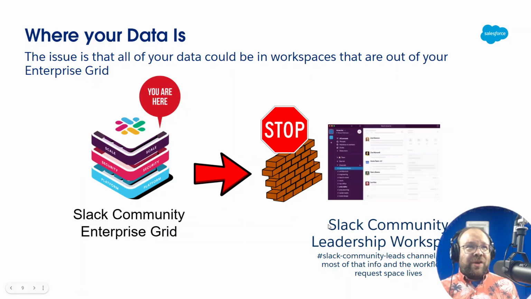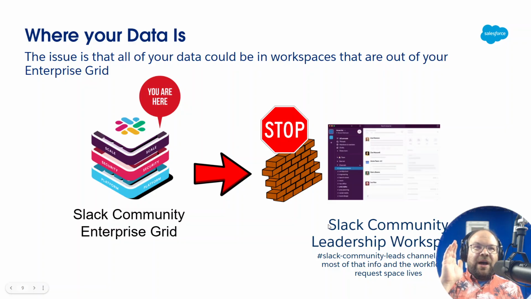So where is all of our data? The issue that we run into is that data could be in multiple different workspaces that are outside of your enterprise grid. Real quick, Slack comes in two different flavors. There's your one workspace that you can either spin up for free or pay for a subscription. And then there's what's called enterprise grid, which is basically a bunch of different workspaces that live under one roof together, and they can communicate with each other that way.